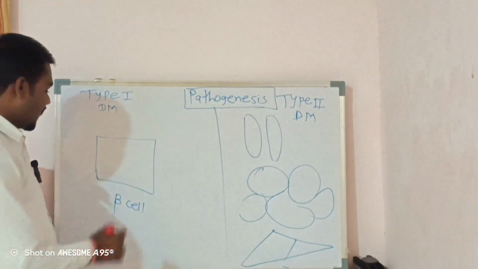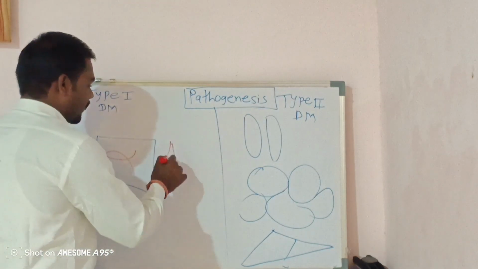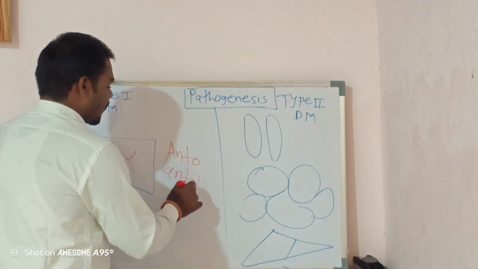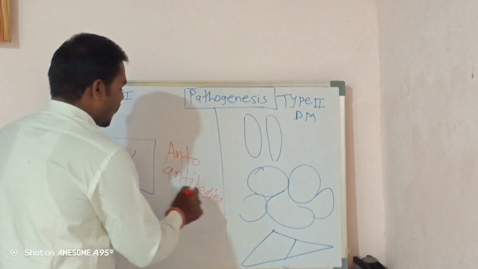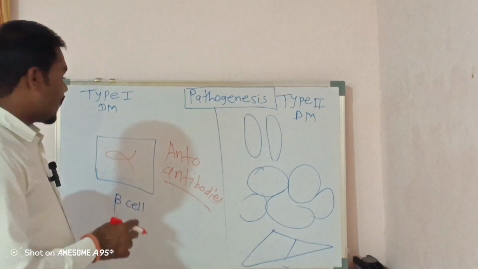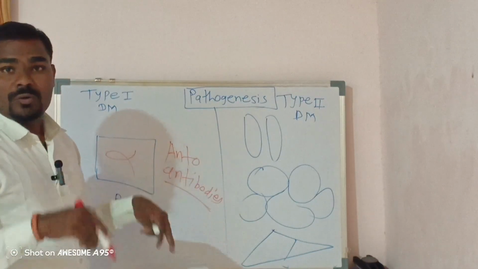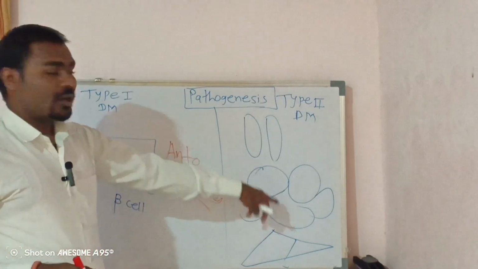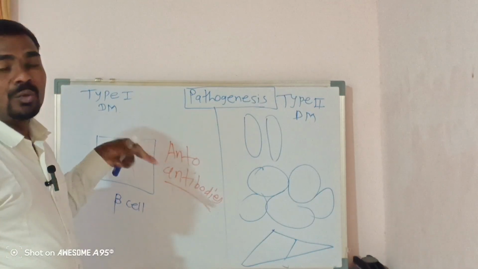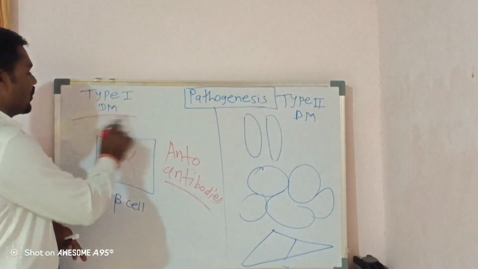In type 1 diabetes mellitus, the beta cells of the pancreas are destroyed by autoantibodies. Since the beta cells are destroyed, there is no insulin. Since there is no insulin, there is no absorption of glucose into the target organs. So glucose remains in the blood and the blood glucose level increases. This is the type 1 diabetes pathogenesis.